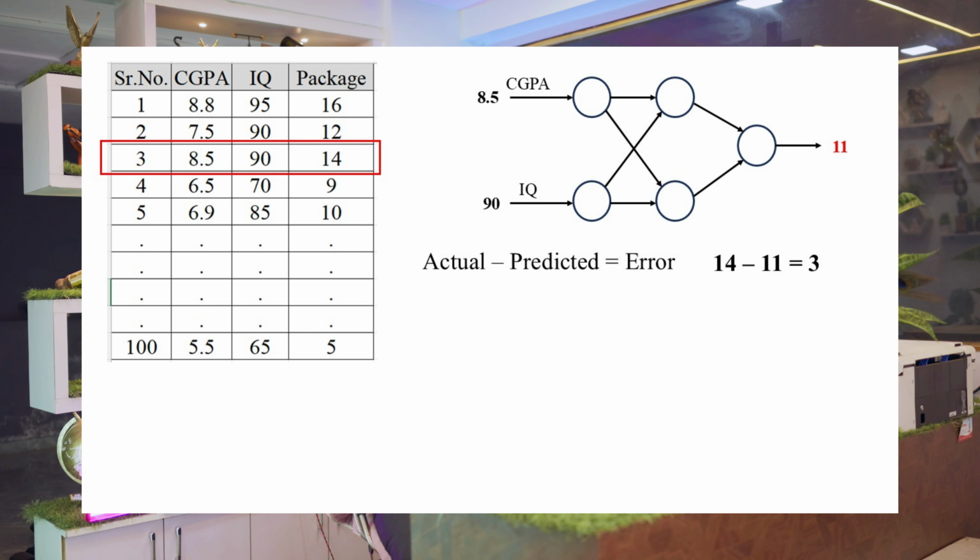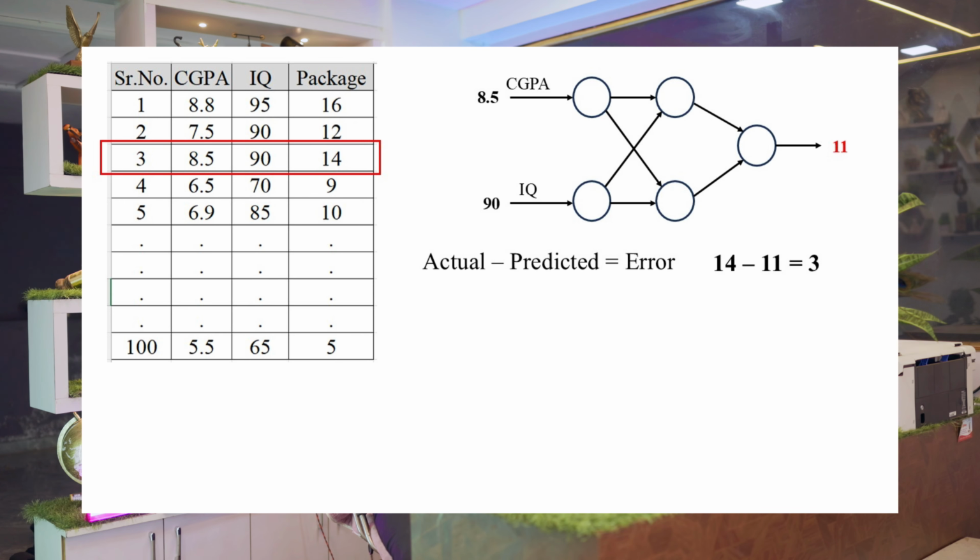The data flows layer by layer. The network processes it and gives its prediction. For example, a student has CGPA equals 8.5 and IQ equals 90. The model predicts a package of 11 lakh. But in reality, the actual package is 14 lakh. So the error is 14 minus 11 equals 3 lakhs.